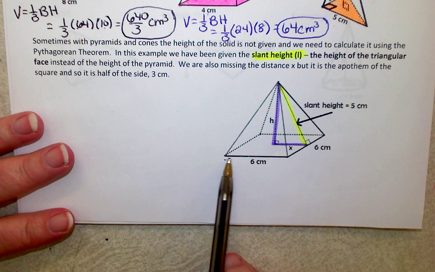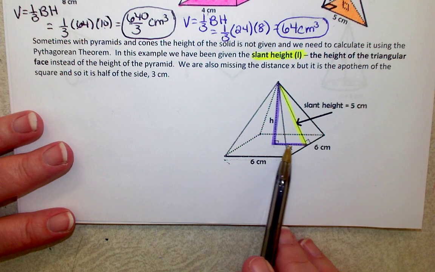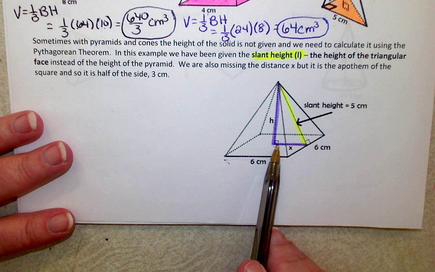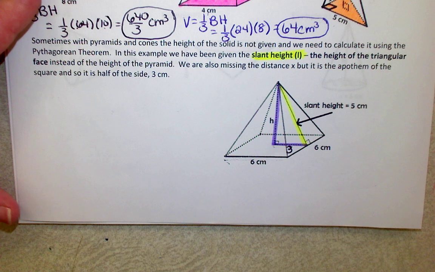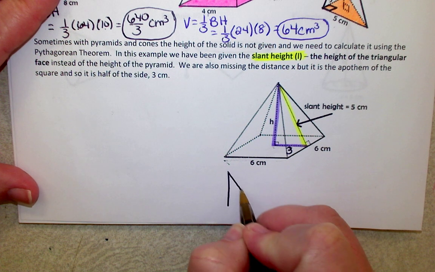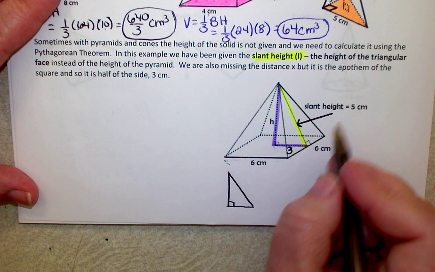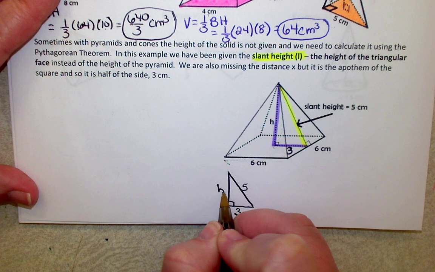So 6 is our base edge. We know that the apothem is always going to be half of the side. So if all the way across is 6, then half of 6 is 3. So here, this x is going to be replaced with a 3. So I'm going to redraw this triangle so we can actually see it away from the pyramid's diagram. All right, my slant height is 5, my base is 3, and I'm looking for my height.